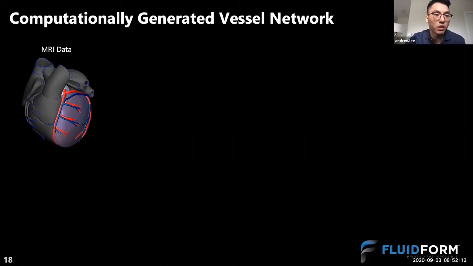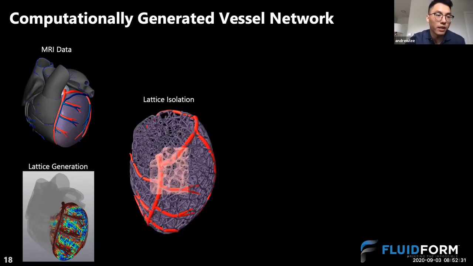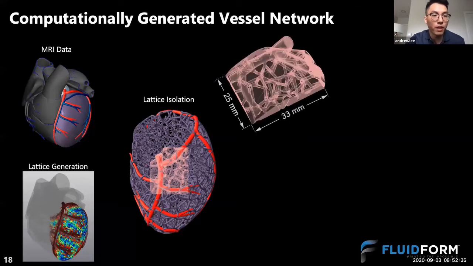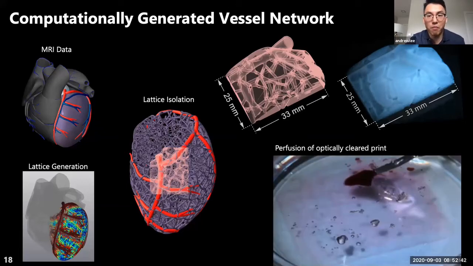What we did here is that we segmented out a section of the heart, which is in here, the left ventricle. We took the left ventricle and utilized the larger branches as seeding points to generate some of the finer, smaller vasculature networks. And then we isolated this smaller portion of this lattice for printing, shown here, and this is the printed object. We then took this print and optically cleared it so you can better see the perfusion of this print.